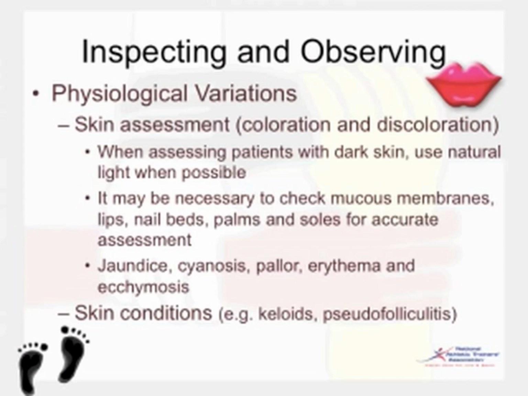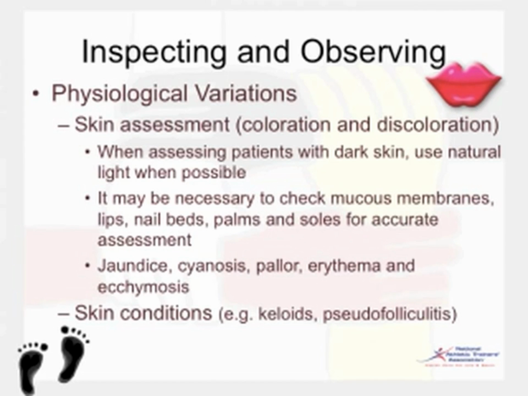So I've talked a little bit about what to do with the history. Now we're going to talk a little bit about inspecting and observing, what to do when you do your inspection and when you do your observation. Physical variations. One of the more obvious things that you're going to see, of course, is the person's skin. You have to do a skin assessment.